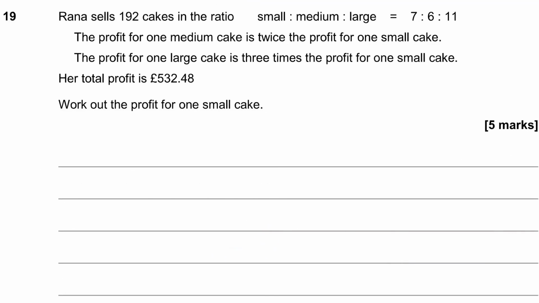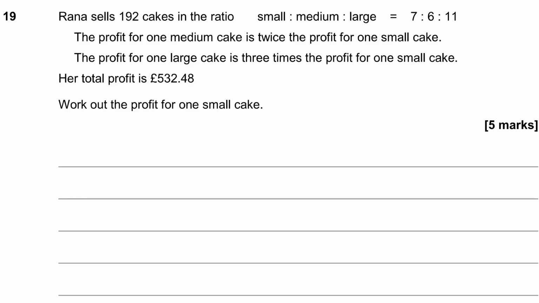Gosh, there's lots of ratio questions here. Question 19. Rana sells 192 cakes in the ratio of small to medium to large of 7 to 6 to 11. The profit for one medium cake is twice the profit for one small cake. The profit of one large cake is 3 times the profit of one small cake. Her total profit is £532.48. Work out the profit for one small cake. So basically lots of information, and we need to work through it all to get to our solution.